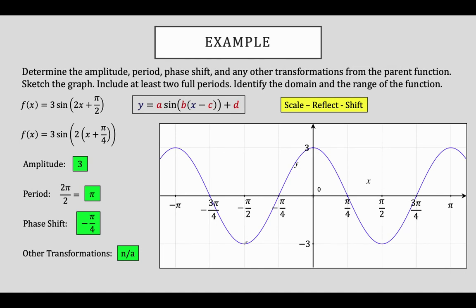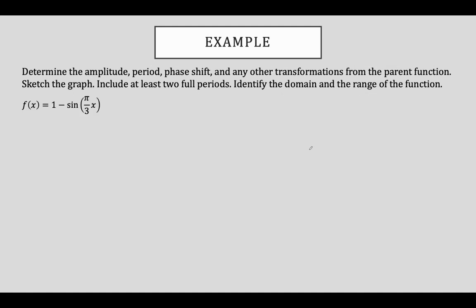Now, what about the domain? The domain of every single sine function is always going to be all real numbers, negative infinity to infinity. The range, in this case, as we can see from the graph, is going to be from -3 to 3. Let's now try another one.